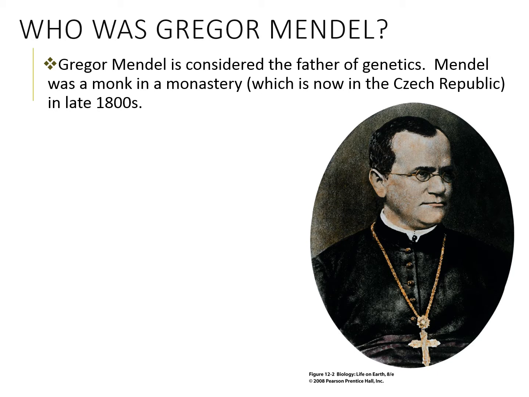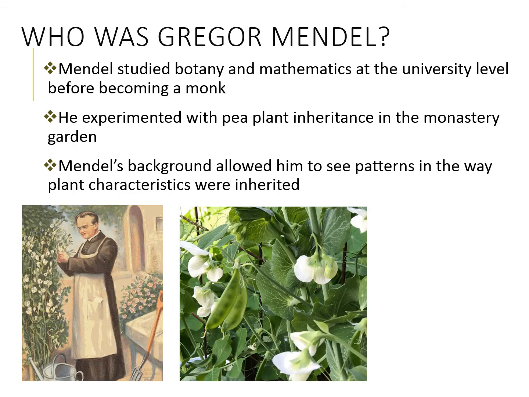because inheritance was not very well understood by Charles Darwin. Darwin just knew that traits seemed to be passed from parent to offspring, and he didn't really know how. But Gregor Mendel made a lot of progress. So who was Gregor Mendel? Number one, the title of this chapter, Patterns of Inheritance, kind of makes sense.